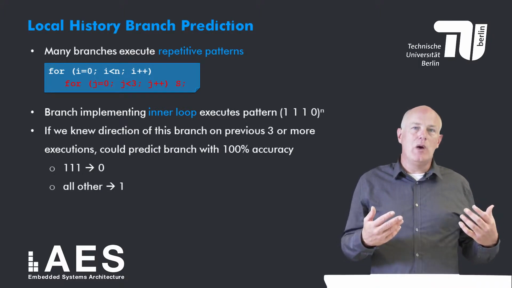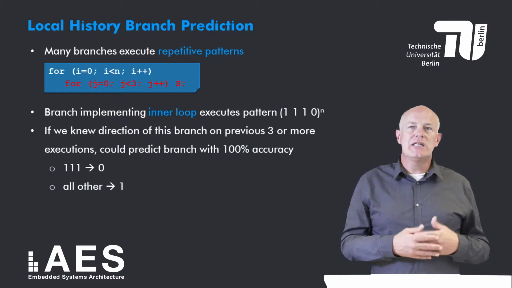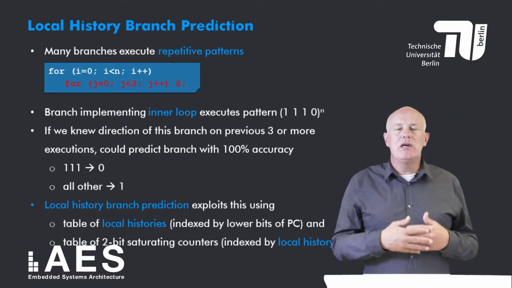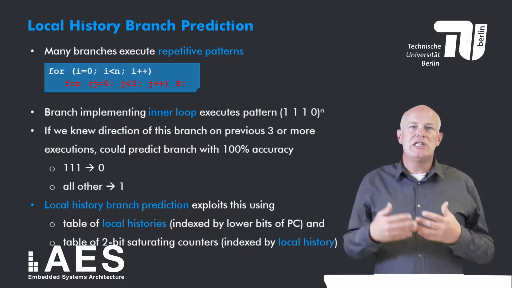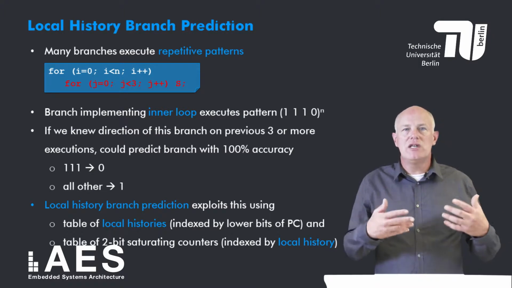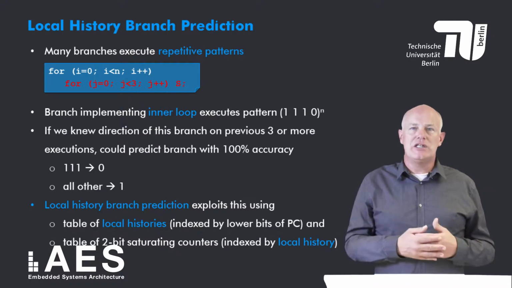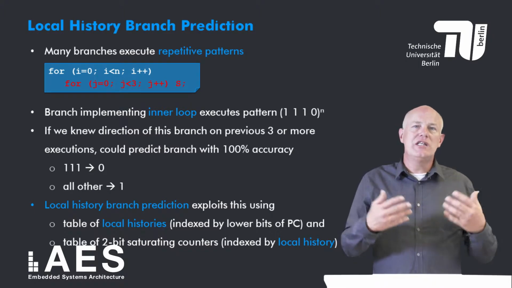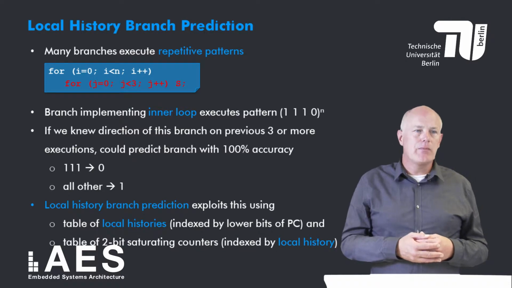If the history is 1, 1, 1, then the prediction should be 0, or not taken. For all other histories, the branch will be taken the next time it is executed. A local history branch predictor exploits this observation using a table of local histories, which is indexed by the lower bits of the PC. These histories are called local because they are per branch rather than the history of all branches. In addition, it uses a table of 2-bit saturating counters, which is indexed by the local history found in the table of local histories.